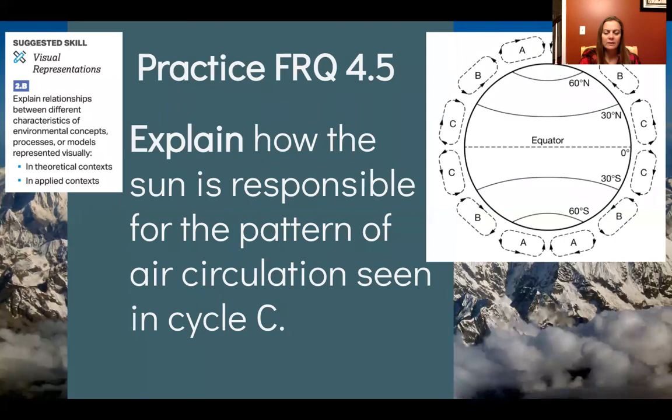All right, here's your final practice FRQ for this one. I'd like you to explain how the sun is responsible for this pattern of air circulation.